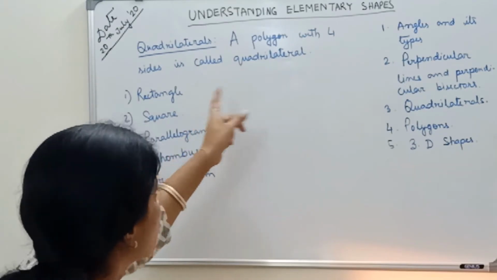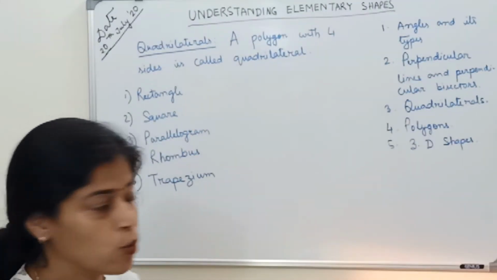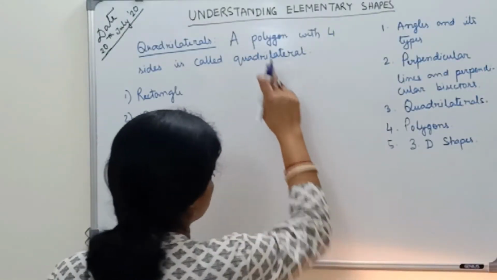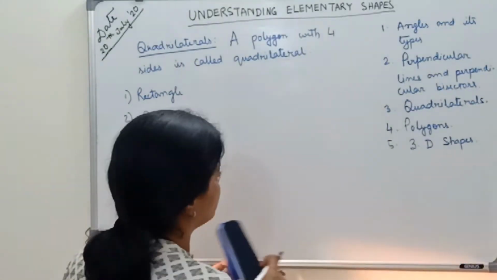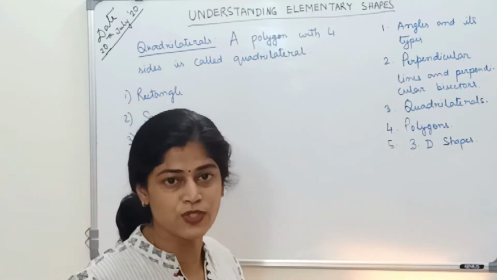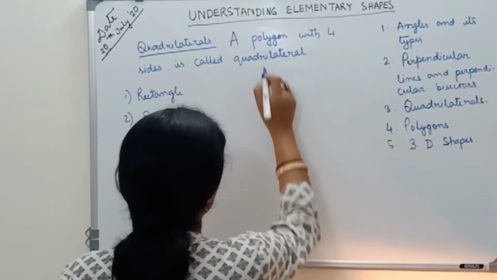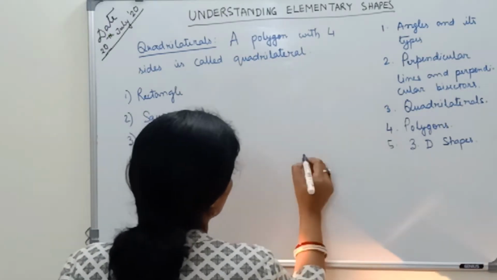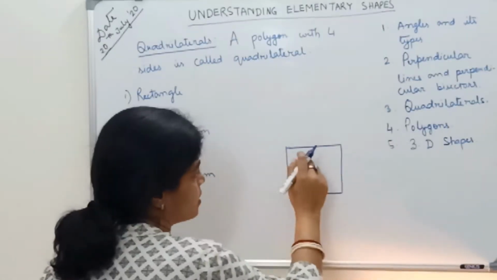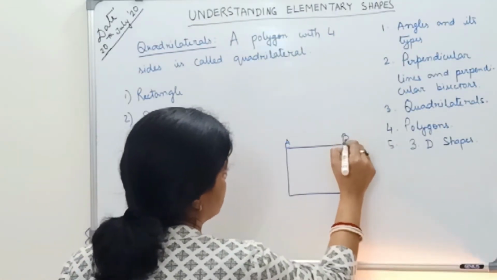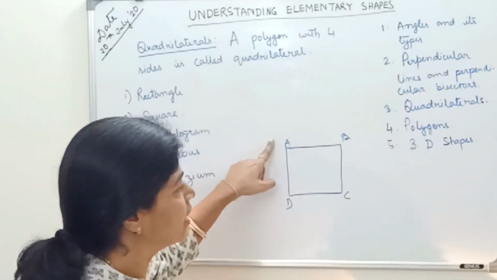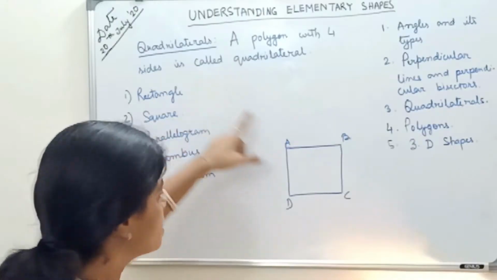Coming to quadrilaterals. A polygon with 4 sides is called a quadrilateral. A polygon is a closed figure. If the polygon has 3 sides, then it's a triangle. If it has 5 sides, then it's a pentagon, like that. See, this is a quadrilateral. It has 4 sides. If I name it A, B, C, D, then the sides are AB, BC, CD and DA. These are the 4 sides, so this is a quadrilateral.